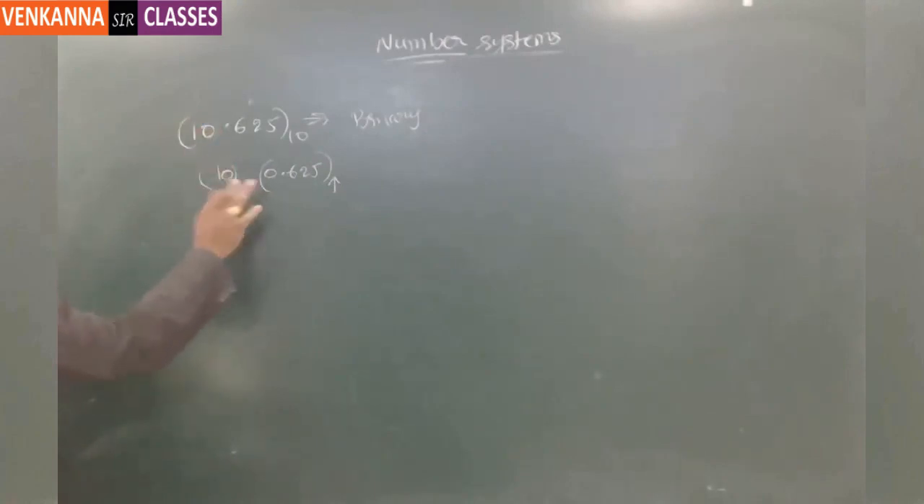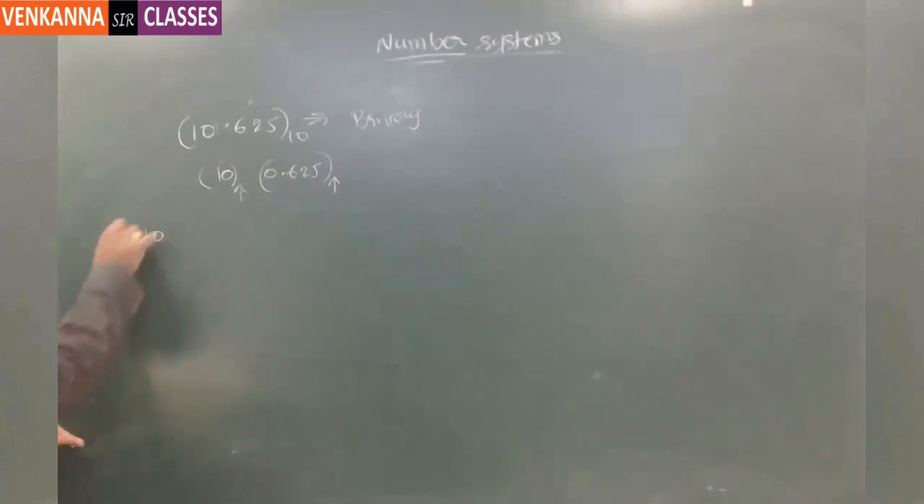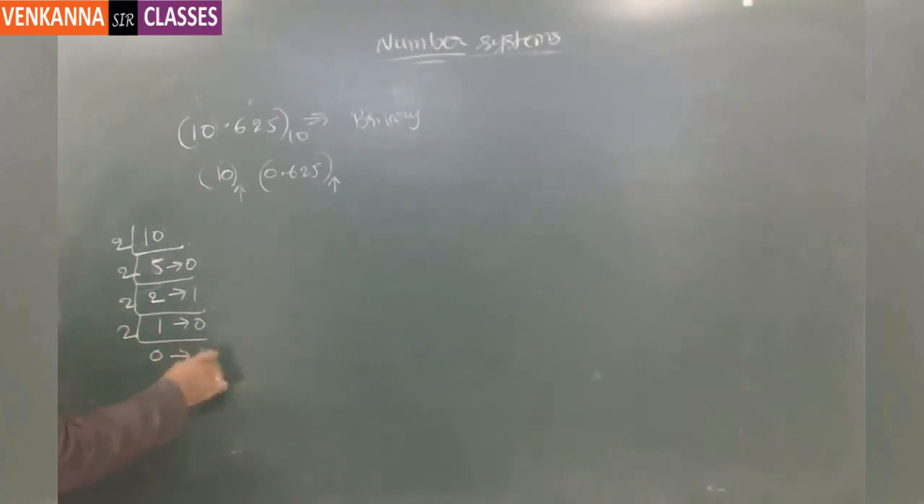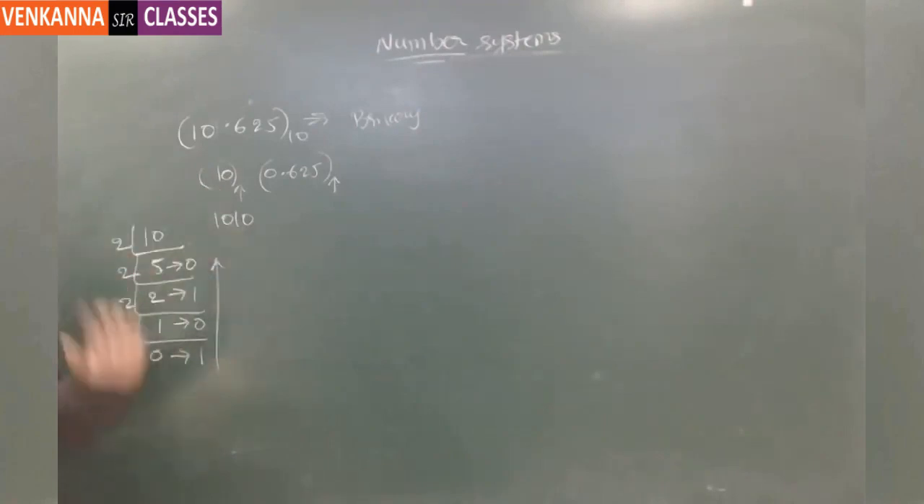So this 10 you need to convert from base 10 to the binary number system. For this 10 you will be successively dividing by 2. 2 goes 5 times with remainder 0, then 2 goes 2 times with remainder 1, then 2 goes 1 time with remainder 0, and 2 goes 0 times with remainder 1. If you write it like this, it is going to be 1010. So 1010 is the binary equivalent of decimal 10.